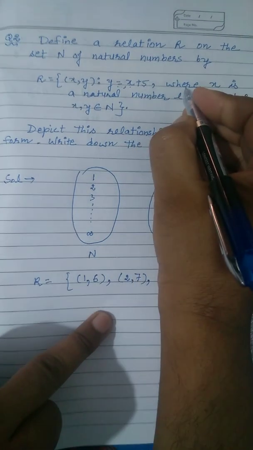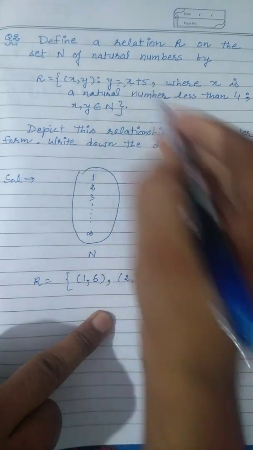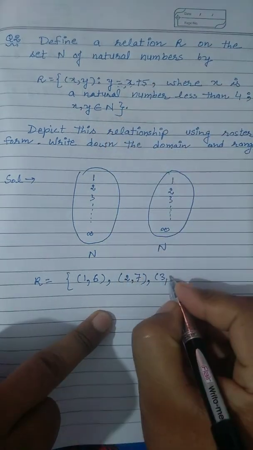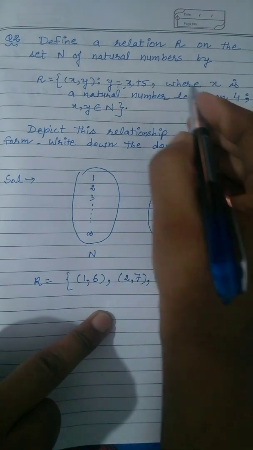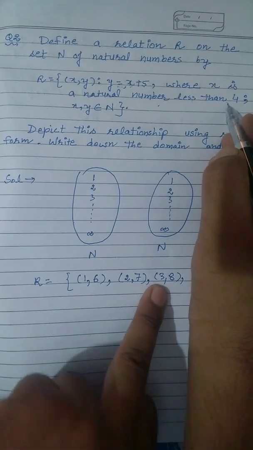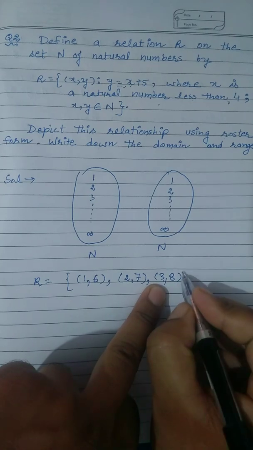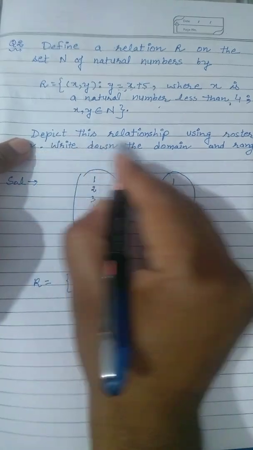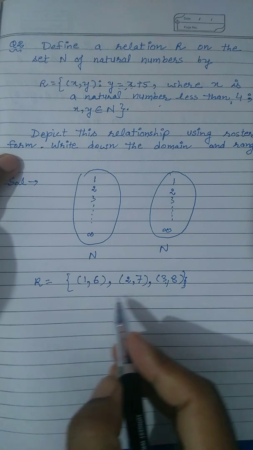Next one is x taking 3, then y becomes 3 + 5, 8. Since x is a natural number less than 4, less than 4 means we can take the values of x only up to 3. So now this is the depiction of the relationship using roster form. This is the roster form of the given question.